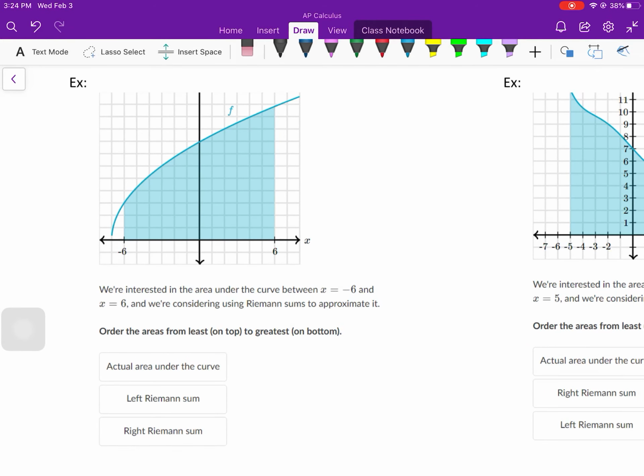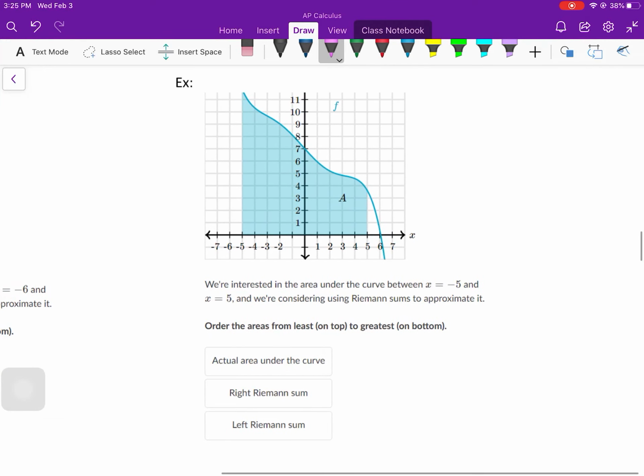So if I'm looking at this one, we got to order this from least to greatest. So let's start with our left sum. If I were to draw segments touching on the left, you would see that it's underneath. So the left sum is going to be the least. Then the actual area is always going to be in the middle. And then for our right sum, these segments will be touching on the right. And so that's going to be an over approximation. That's going to be above the curve. So that's an over approximation.